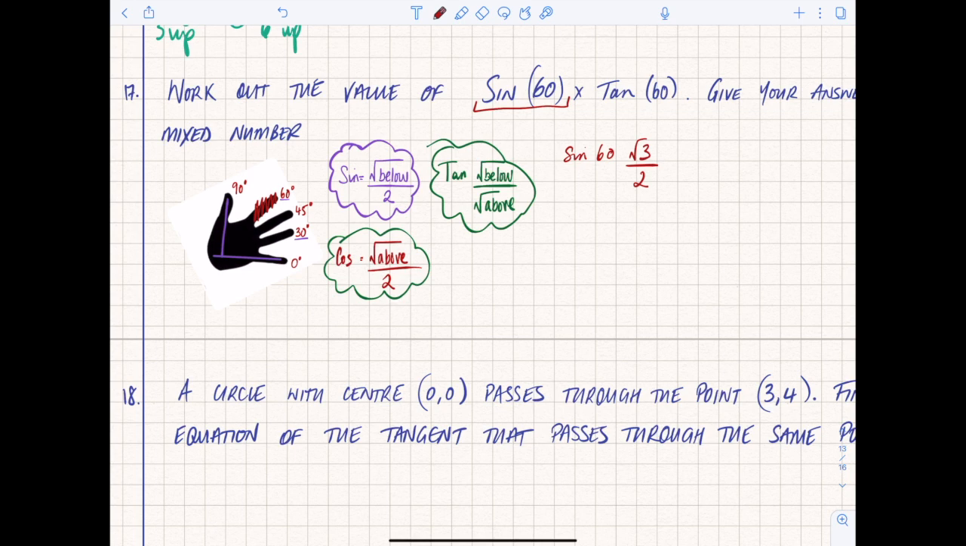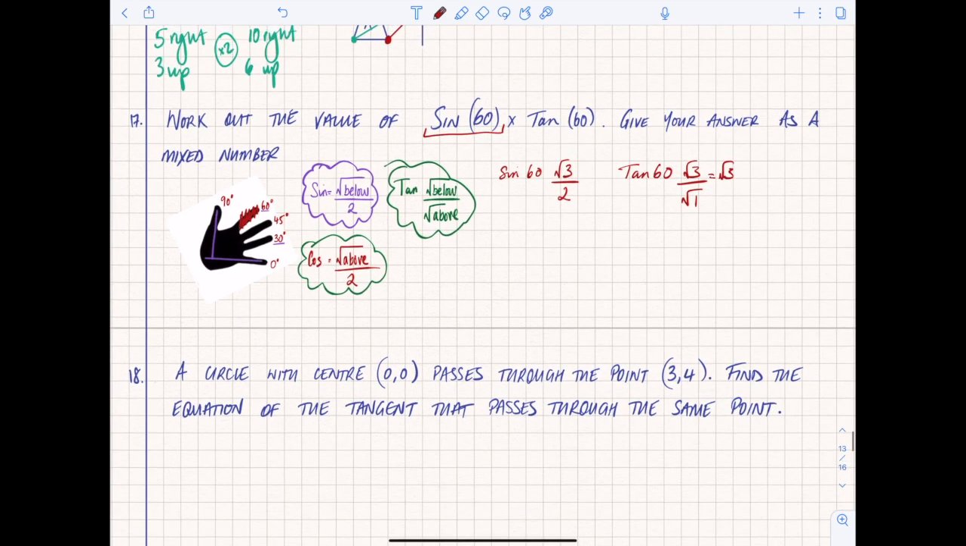Then I'm going to do tan 60. So tan 60, 60's gone down. How many fingers below? Root 3. So tan is root below over root above. There's a 1 above. So it's root 3 over root 1. Pretty simple here. That just becomes root 3 over 1 because the square root of 1 is 1. So we can say that sin 60 is root 3 over 2. Done that. And we're timesing by tan 60, which we're saying is root 3 over 1.